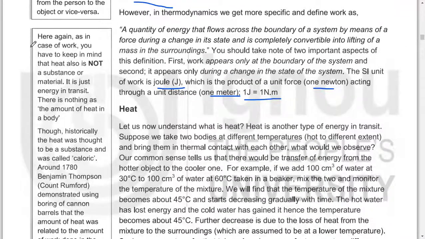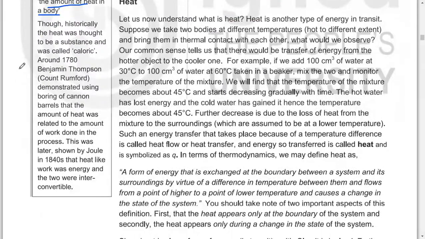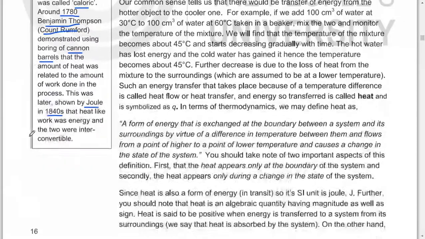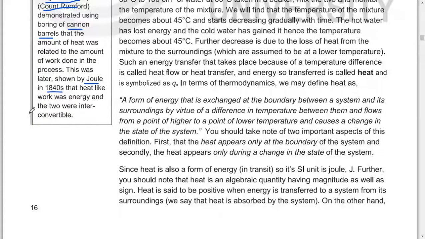Here again, as in the case of work, you have to keep in mind that heat also is not a substance or matter, it is just energy in transit. There is nothing as the amount of heat in a body, though historically the heat was thought to be a substance and was called caloric. Around 1780, Benjamin Thompson, Count Rumford, demonstrated using boring of cannon barrels that the amount of heat was related to the amount of work done in the process. This was later shown by Joule in the 1840s. Heat, like work, was energy, and the two were interconvertible.